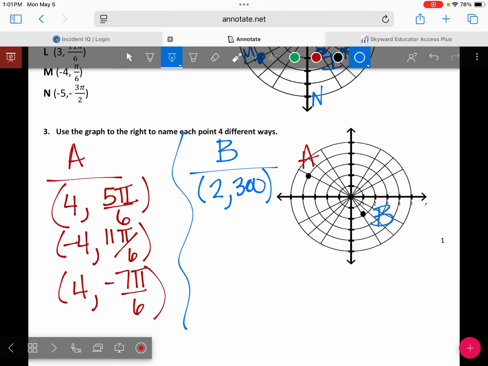What if I want to use a negative? What did you say, Jaden? I like it. What if I want a negative angle? I want to use 2, but I want my angle to be negative. Negative 60. All right. What's the angle of that? Pi over 3. Negative pi over 3. All right, so how you guys feeling so far? All right, let's go to the next page.